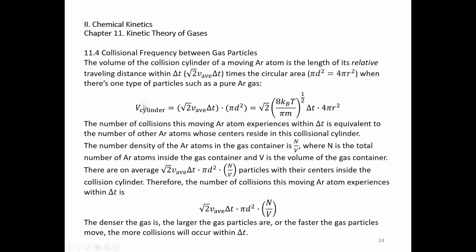Now we have the volume of the cylinder, which is just the length multiplied by the circular area. And the average speed is the square root of 8 kBT over pi m. So we have this expression for the volume of the cylinder.